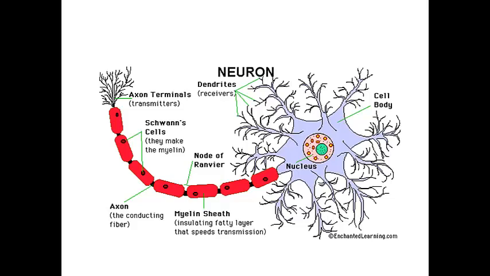So here again is just an overview of the neuron. Which way would the electrical signal be conducting? Well, the dendrites, those are the receivers, so they would receive the signal. And the axon terminal, that's the transmitter. So overall, the path of the electrical signal would be that way. Note the myelin sheath wrapped around the axon, made by the Schwann cells.